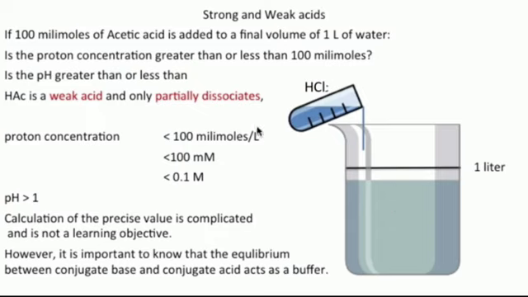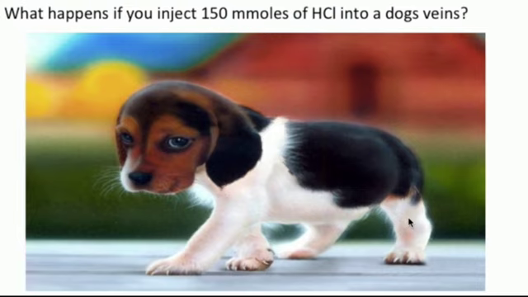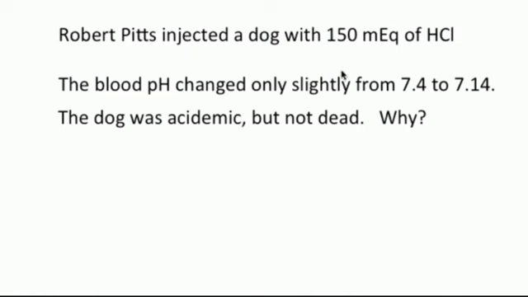But what if we're not dumping that strong acid into water, but instead, let's say we inject it into some blood? Let's say we take a dog and we inject 150 millimolars of hydrochloric acid into his veins. And by the way, this was a real experiment, before all that government regulation. I think it was the 20s or 30s. But there was this guy, Robert Pitts, who did exactly that, and he noticed that it changed the pH.